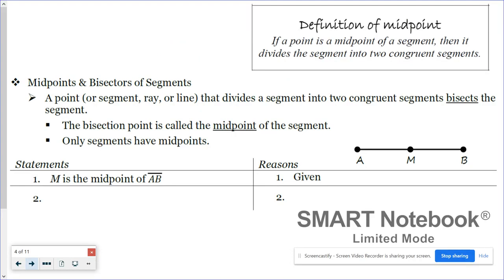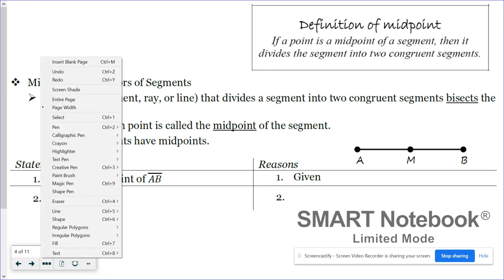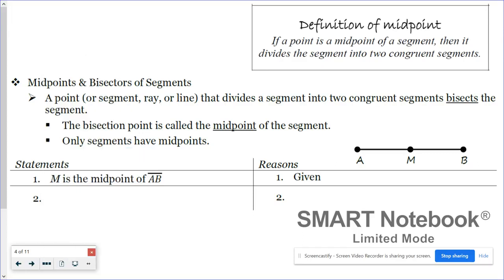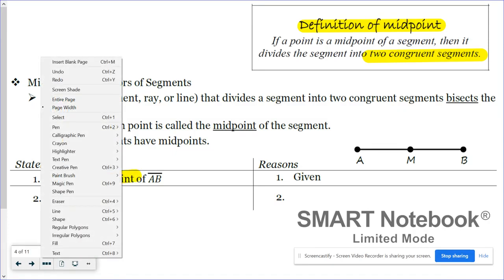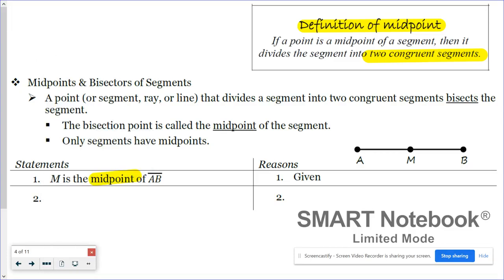So let's talk about conclusions that we can draw, okay? Because we're going to be working with proofs and they're going to give us information. And whenever they give us vocabulary, we have to draw a conclusion. So let's talk about midpoint, which we've worked with in the past, so it's nothing new to you. The definition of midpoint says, if a point is a midpoint of a segment, then it divides the segment into 2 congruent segments, okay? So when I'm working on a proof and they give me midpoint, I want to be thinking about this definition, right?